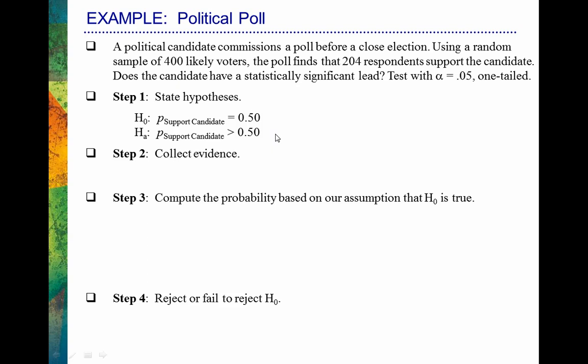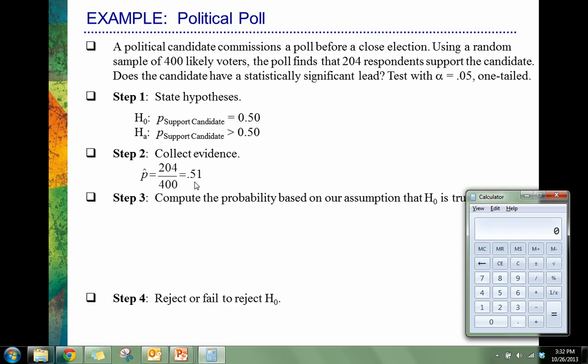All right, let's collect some evidence, and I've already provided some evidence here. We see that 204 people out of the 400 support this candidate. So we can compute a sample proportion. In this case, 204 people over 400 equals a proportion of 0.51 or 51%. And we can verify that real quickly. 204 divided by 400 equals 0.51.